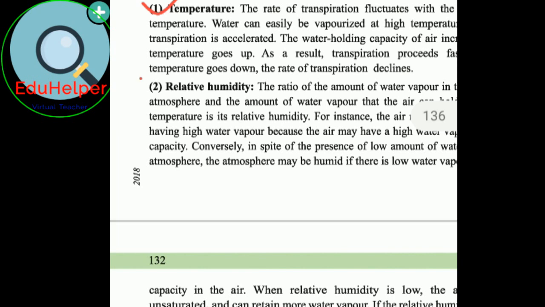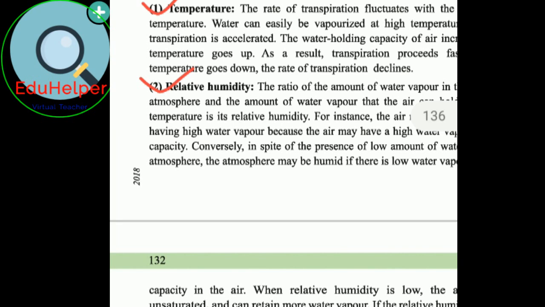And the second one is relative humidity: the ratio of the amount of vapor in the air of the atmosphere and the amount of water vapor that the air can hold at a given temperature is its relative humidity. For instance, the air may be dry in spite of having high water vapor because the air may have a high water vapor holding capacity. Conversely, in spite of the presence of a low amount of vapor in the atmosphere, the atmosphere may be humid if there is low water vapor holding capacity in the air.